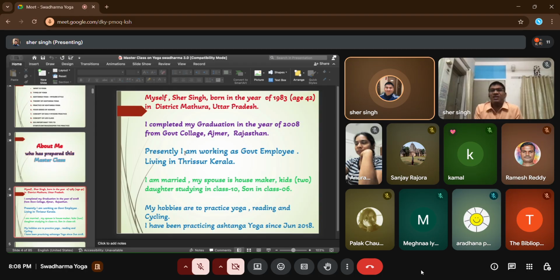I completed my graduation in the year 2008. Since my father was a government employee, who retired in 2017, I did all my schooling in Ajmer, Rajasthan. Even from there I prepared and picked up this government job. Presently, I'm a government employee living in Thrissur, Kerala, and I am married.